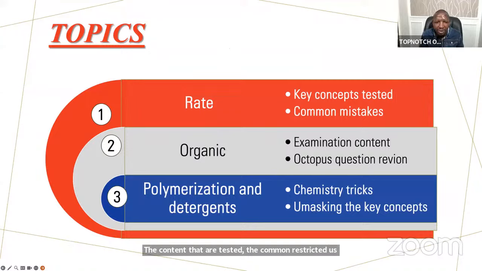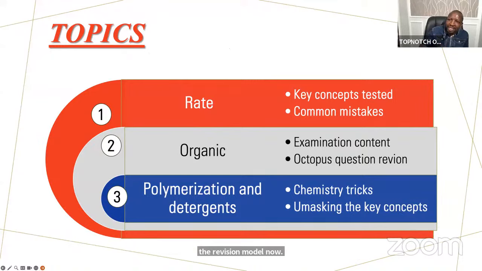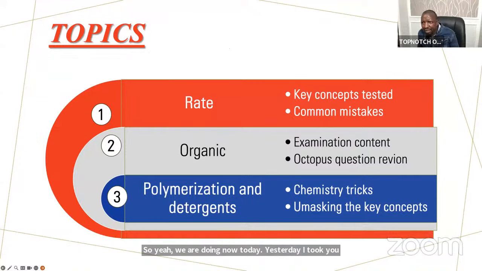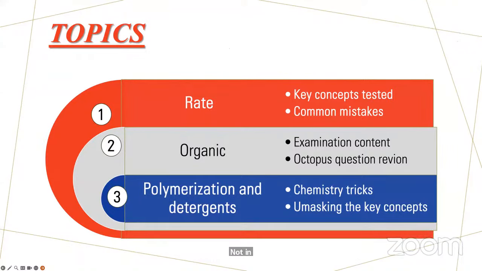I'm also going to navigate through the organic examination content using the Octopath revision model. So here we are doing now today. Yesterday, I took you through the content topical mapping. But today we are looking at the question method. After you have revised the topic using the notes, you go back to the questions. Sometimes you find a book, like my Octopath book, with about 86 questions. You are going to find other revision books with 200 questions.